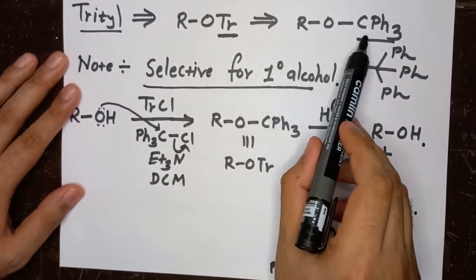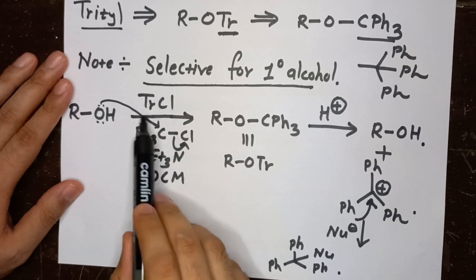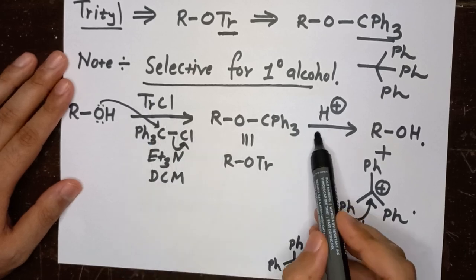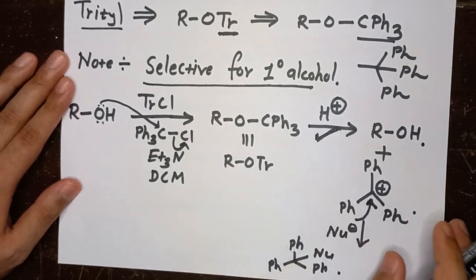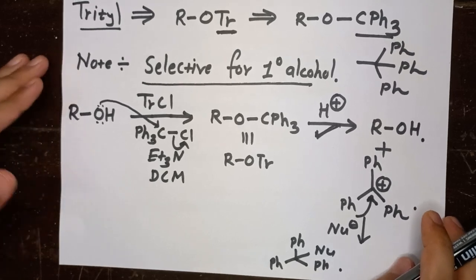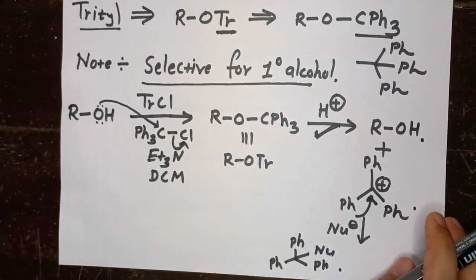Trityl group is nothing but CPh3. To protect, you use trityl chloride, and to deprotect, you use an acidic environment. So this is about the trityl functional group, I mean the trityl protection strategy.